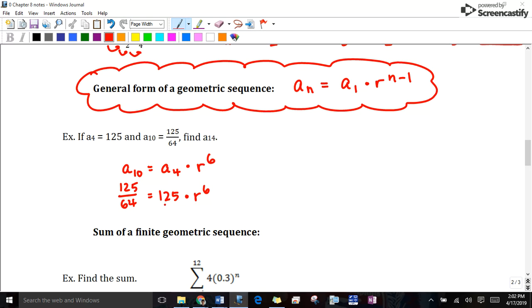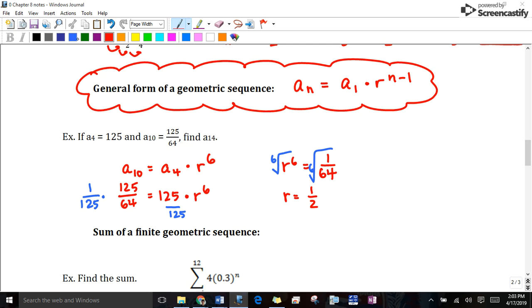Okay, so to solve for r, I'm going to divide over my 125. Now remember, dividing by something is the same as multiplying by 1 over it. Hey, look at that. 125s will cancel. So this leads me to r to the 6th is 1/64. And then I can do my 6th root of 1/64. So from that, I can say that r is a half. Okay, so I now know the fourth term, the 10th term, and I know what I'm multiplying by to get from one term to the next.